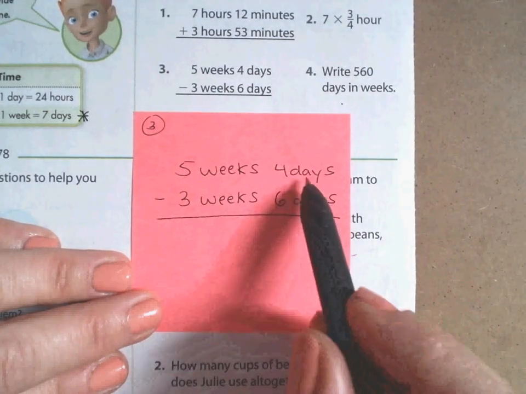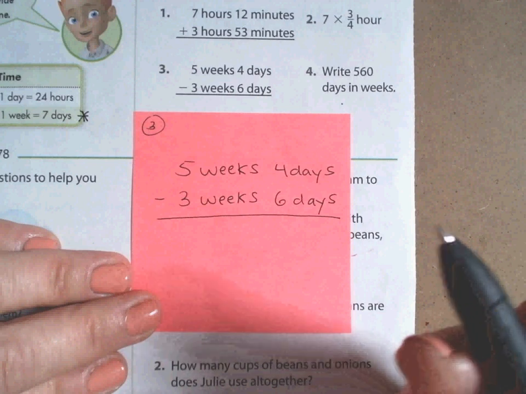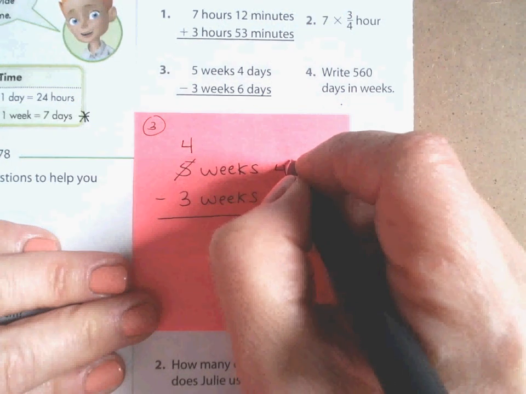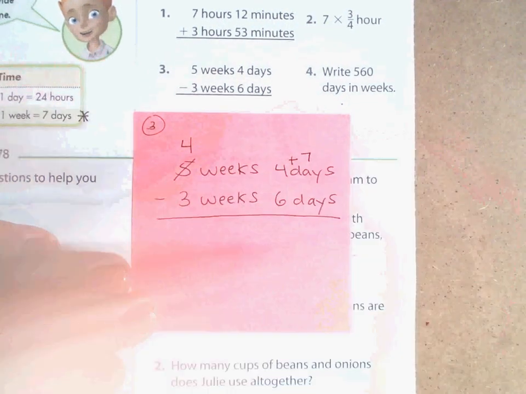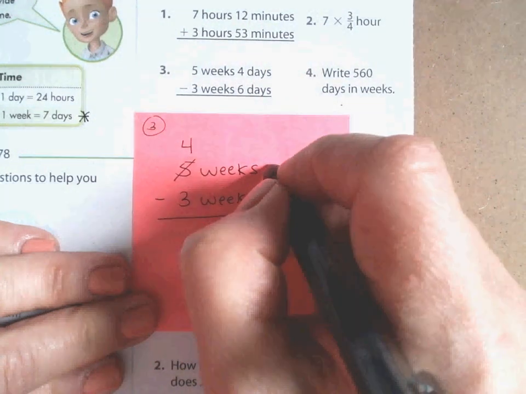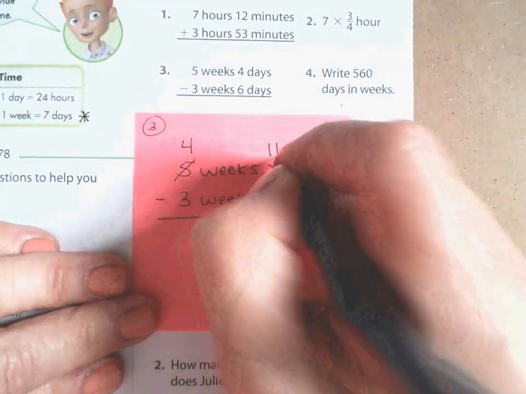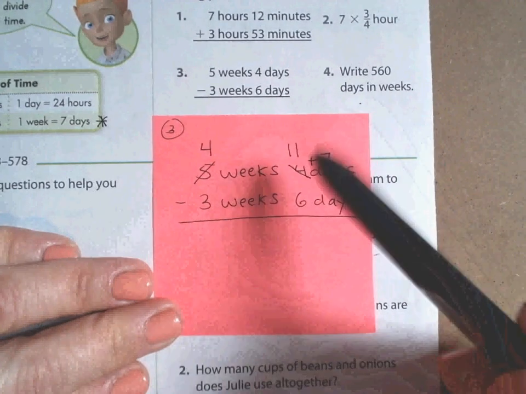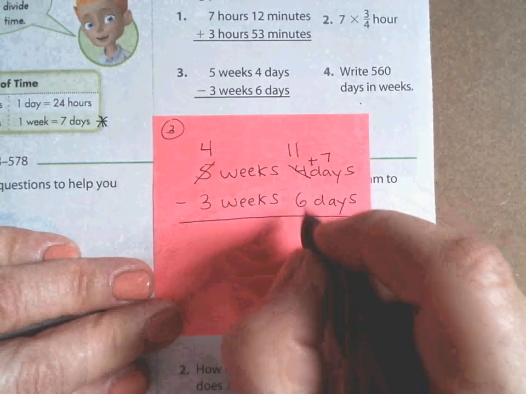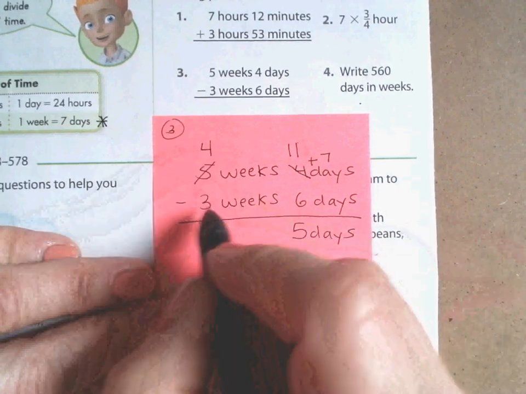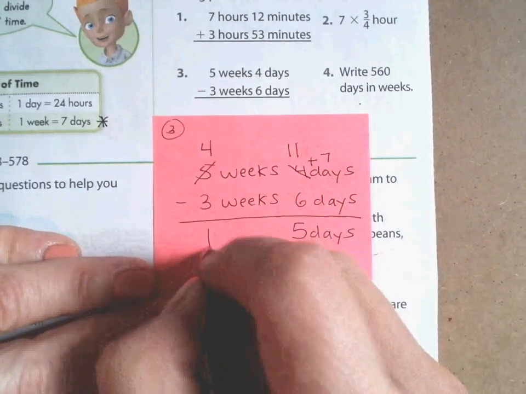So I can't take 6 days from 4 days, so I'm going to go over to my weeks, take a week away, so I'm left with 4 weeks, and I need to add that back in as 7 days. So 4 plus 7, my new top number will be 11. So now I've got 11 days minus 6 days would be 5 days, and 4 minus 3 would be 1 week.